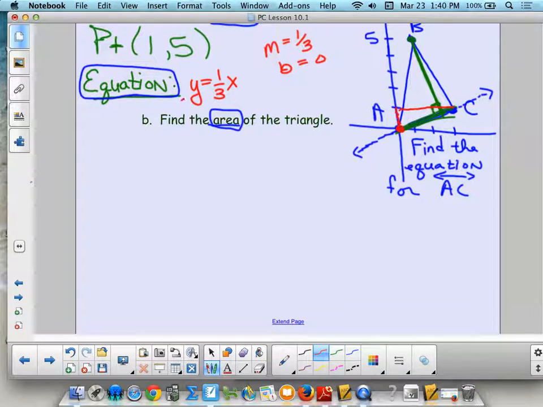Now, ready? Come on over here. Put it in the correct form. What's the correct form?